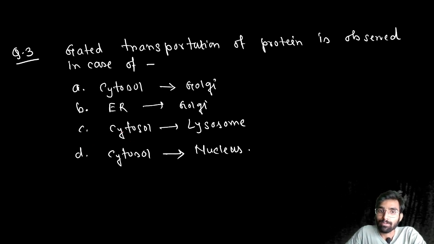The correct option is from cytosol to nucleus. There is the nuclear pore that will control the gated transportation.